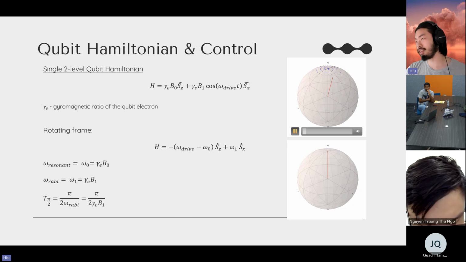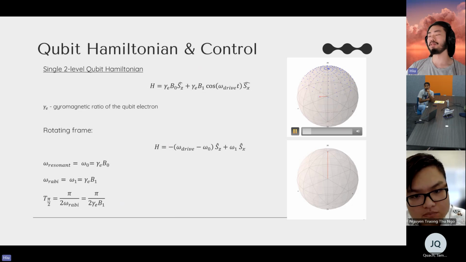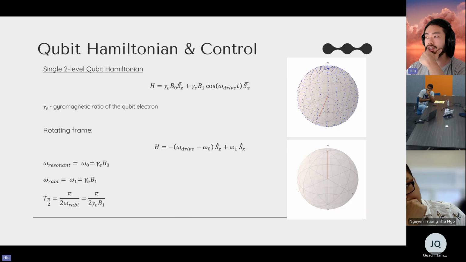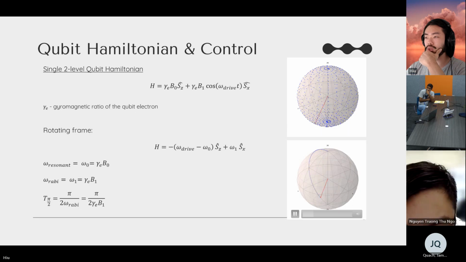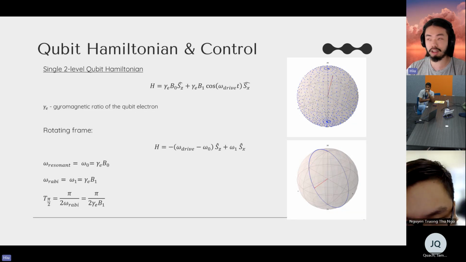This is in the non-rotating frame, and you can see the Rabi drive. With the Rabi drive, you can change from spin up into spin down. To simplify this computationally, we can also do it in the rotating frame, and you can see it's a lot neater. And these are on-resonant driving.